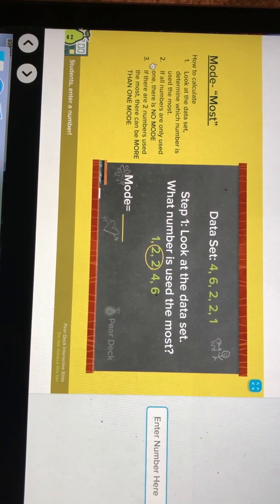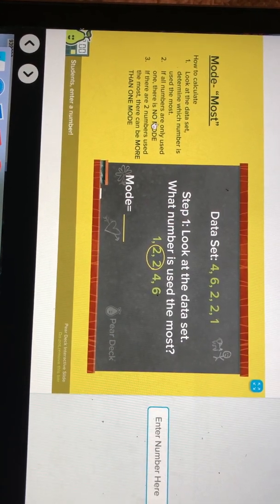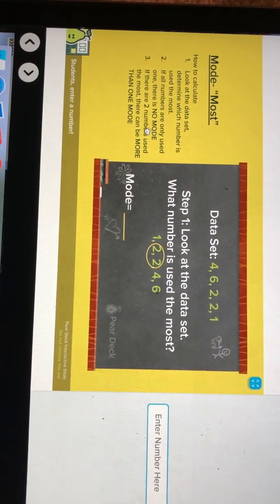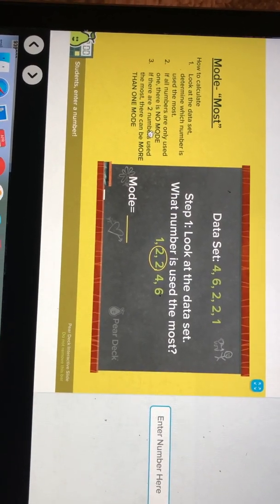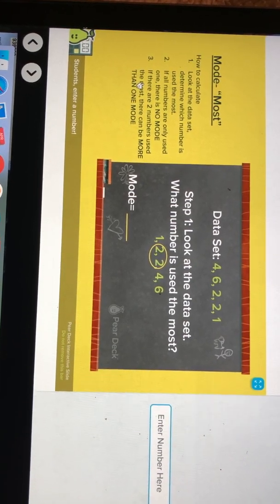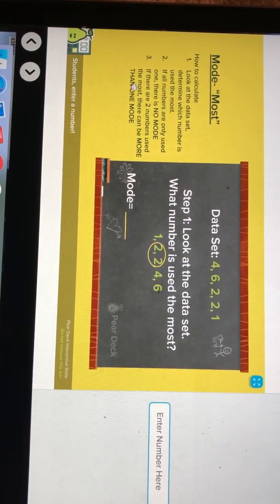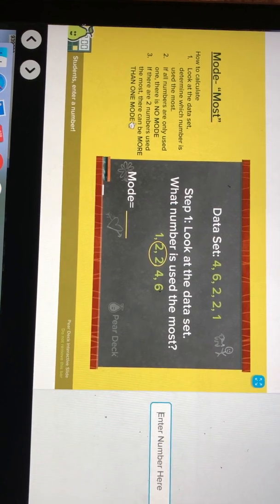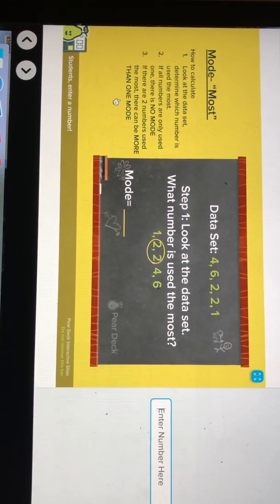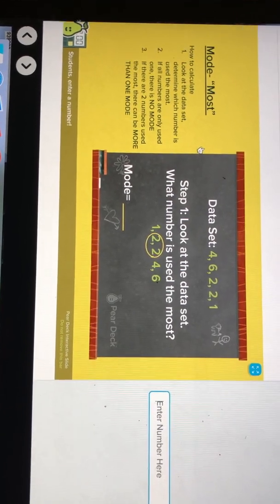Step number 2, if all numbers are only used once, there is no mode. So for some data sets, there is no mode if each number is only used once. And then finally, if there are 2 numbers used the most, there can be more than one mode, and we will see an example like that for it to make sense. But let's look at our first example.